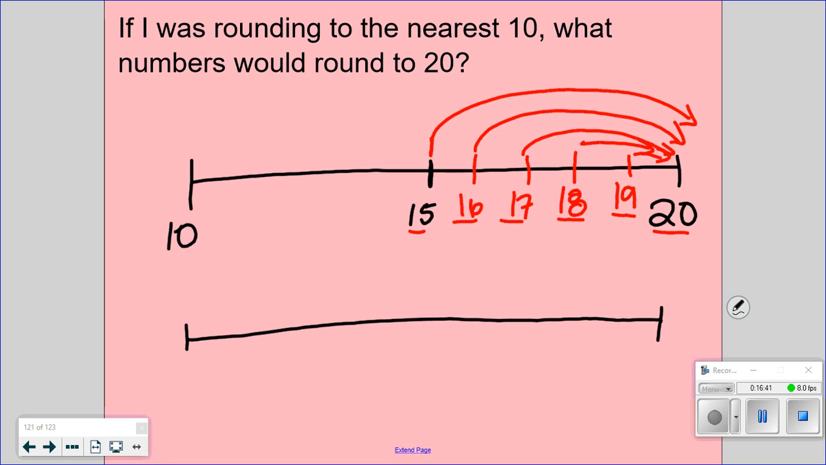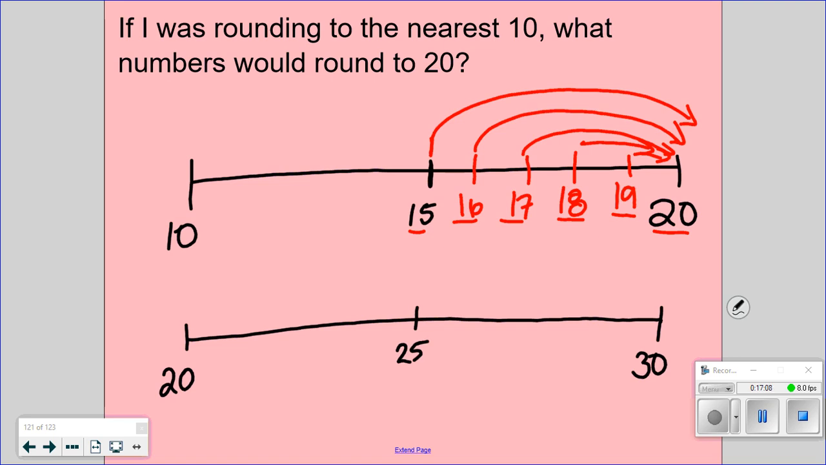So I'm going to start my number line at 20 and then go to 30. Because I want to check and see, are there numbers that are bigger than 20 that are going to also round to 20? Before you do that, though, we need a midway point. What is our midway point, Ashlyn? 25, very good.